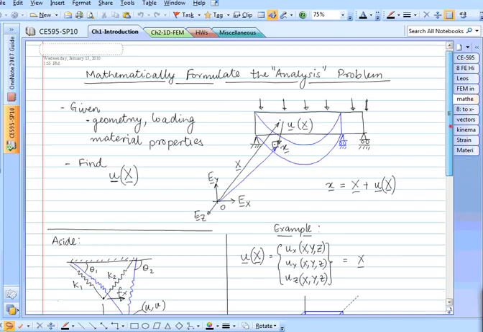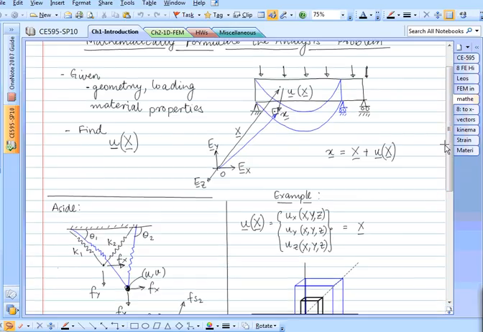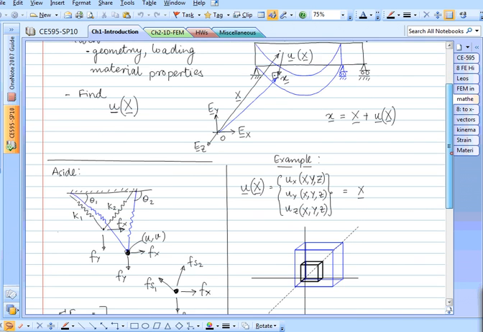And we talked about the essential equation that we are trying to solve to find out the displacement field, which was to solve the equation of equilibrium. And I gave you this example.